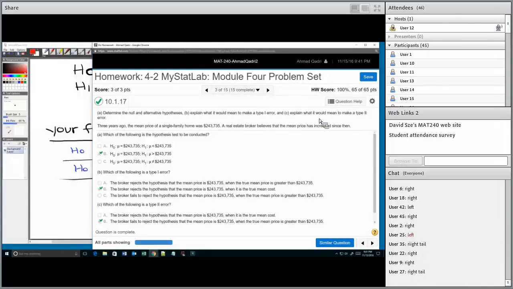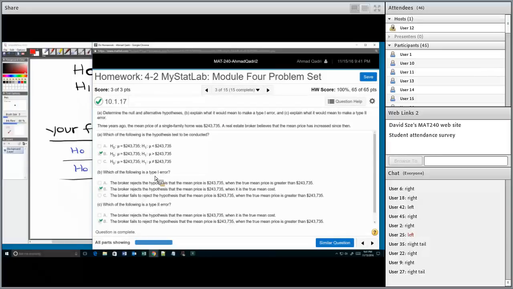I wish they had an example of a left tail test in the first three problems, but they don't. So this is again an increase. So here are the null and the alternative hypotheses. The null hypothesis now does not involve P, it involves mu. Remember, mu is the sign for population mean. So it involves mu is equal to 240,000, and the alternative hypothesis is that mu is greater than 240,000.